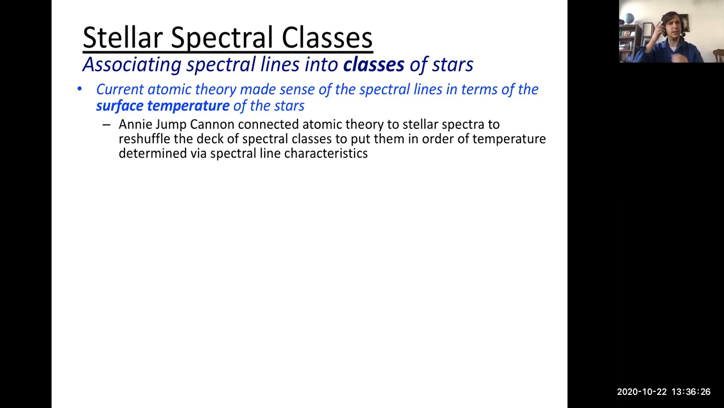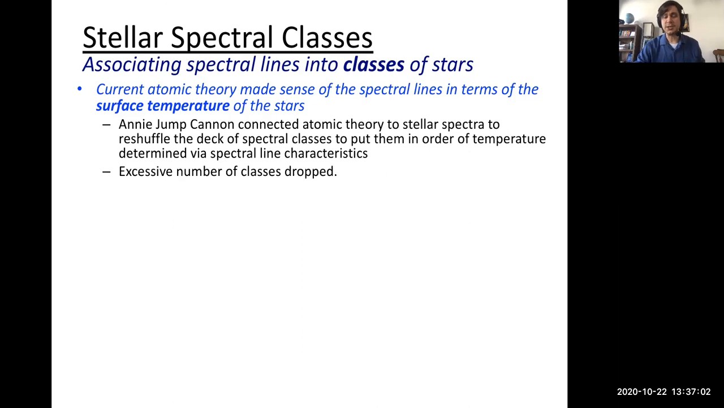The person that figured this all out was Annie Jump Cannon, one of the coolest names in all of astronomy, opinion, not a fact. She's the one that connected atomic theory to the stellar spectra that everybody was trying to rank and organize and try to classify the different types of stars that we see out there according to their spectra. She realized that the strength of the lines depends on the temperature. And if it depends on the temperature, then you can make a ranked list of these spectra from highest temperature to lowest temperature.